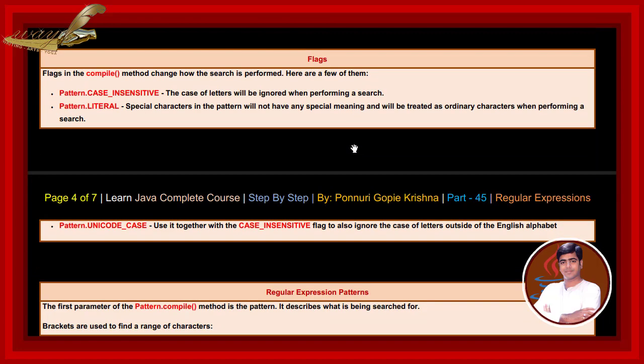Flags. Flags in the compile method change how the search is performed. Here are a few of them. Pattern.CASE_INSENSITIVE: the case of letters will be ignored when performing a search. Pattern.LITERAL: special characters in the pattern will not have any special meaning and will be treated as ordinary characters when performing a search. Pattern.UNICODE_CASE: use it together with the CASE_INSENSITIVE flag to also ignore the case of letters outside of the English alphabet.